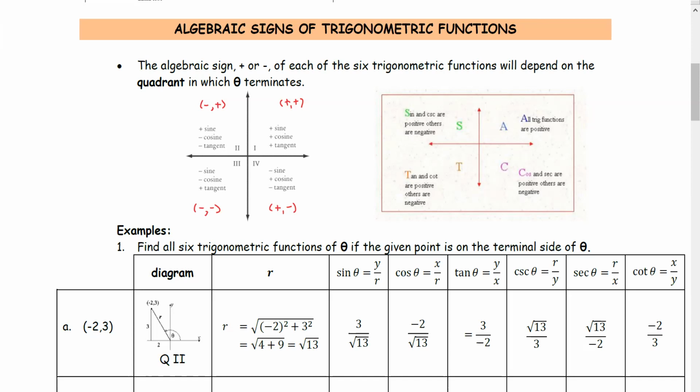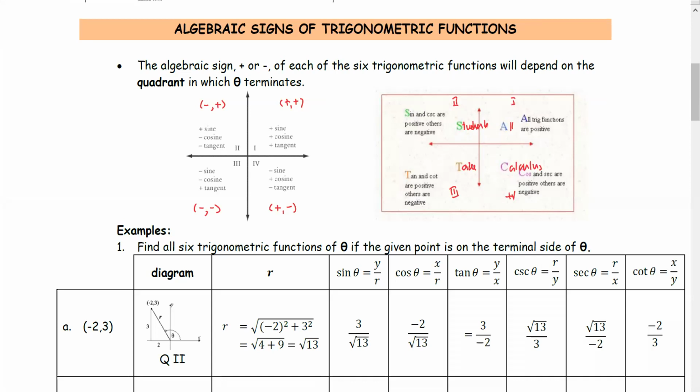Another tip or technique to recognize the algebraic sign of the trig functions goes by the first quadrant, the second quadrant, the third quadrant, and the fourth quadrant: ASTC, for All Students Take Calculus. That's a way to recognize that A means all trig functions will have a positive sign. In the second quadrant, S, for sine, and the cosecant, which is the reciprocal of sine, are positive, and the others are negative.